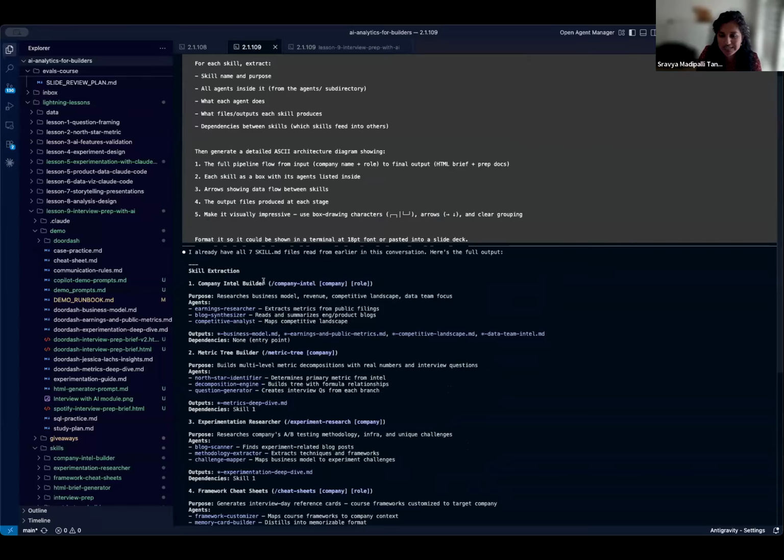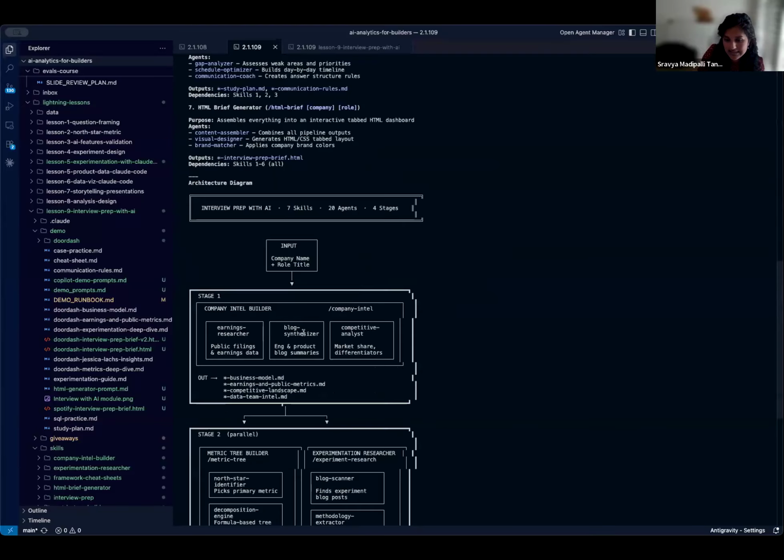these are the bunch of skills and agents that basically we did. Company Intel Builder. So this is a skill. Someone just asked, right, Vishnu, or someone about the company and role. So this is where you give it the company intelligence. So it researches the business model, revenue, competitive landscape, data team focus, and all of that. And these are the 3 agents that this skill calls: earnings researcher, blog synthesizer, competitive analyst. And it basically takes the input, whatever you gave it, and creates these things.